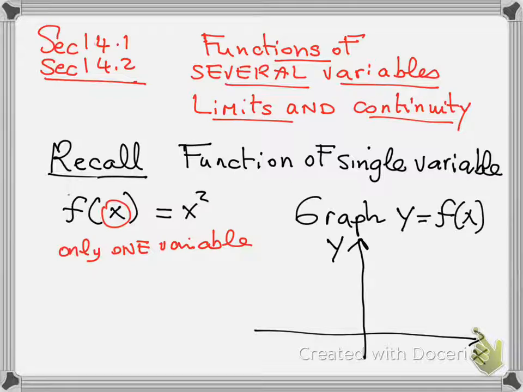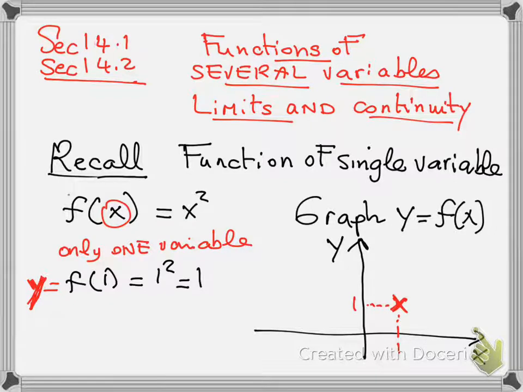So for example, f of 1 is 1 squared, so that's equal to 1. So here is x equal to 1, right? If f of 1 is equal to 1, it means the height corresponding to the point 1 is equal to 1. So here, the height would be 1. So here's 1, and I get this point here.